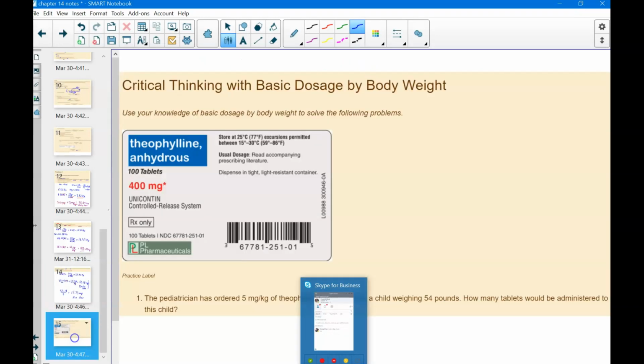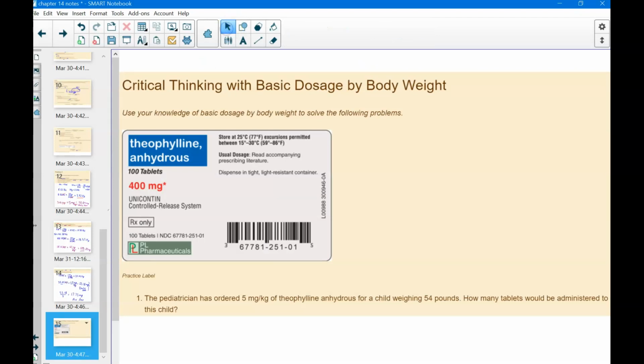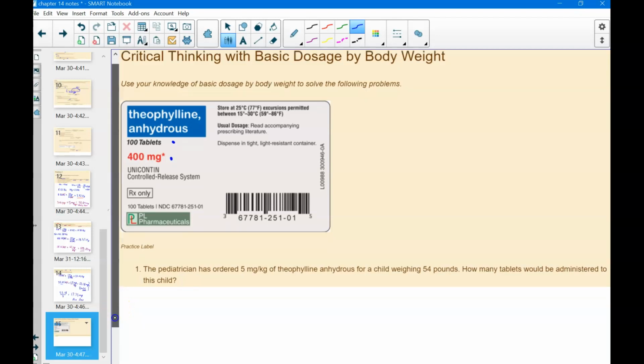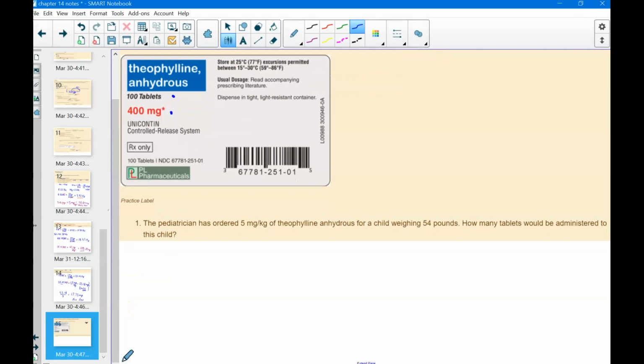That'll be it for the entire chapter. This one here is using the label. So it says a pediatrician has ordered 5 milligrams per kilogram for a child weighing 54 pounds. How many tablets will be administered? First thing we should notice is that there's 100 tablets. Each tablet is 400 milligrams per tablet. So, first thing we got to do is convert 54 pounds into kilograms, because again it's milligrams per kilogram.